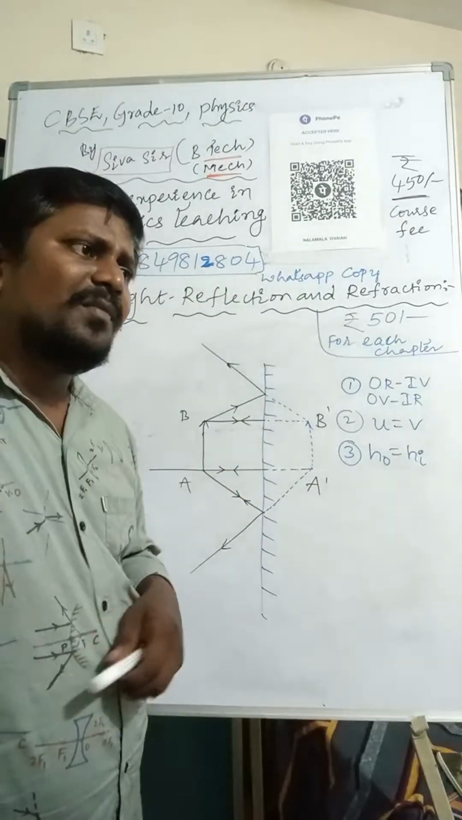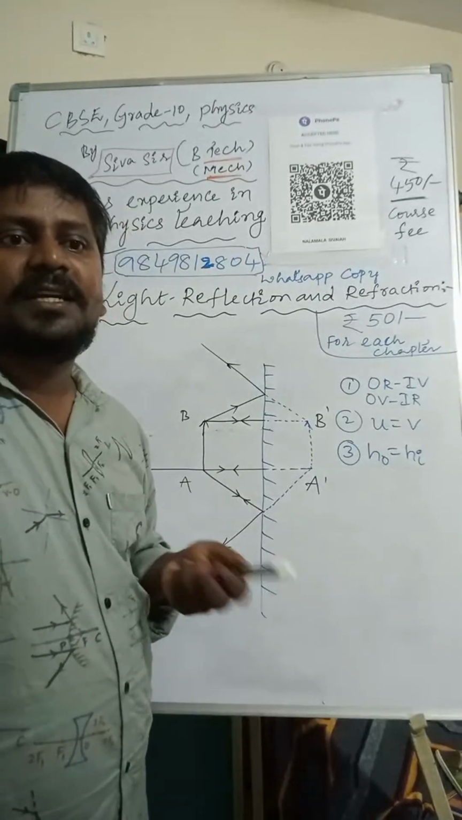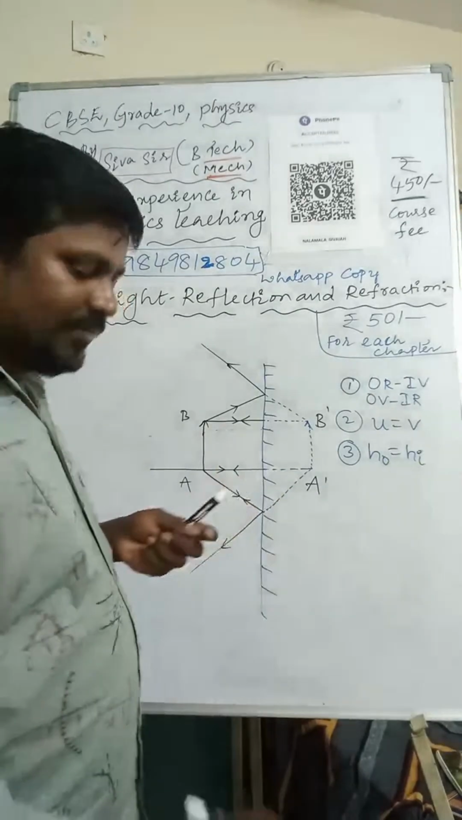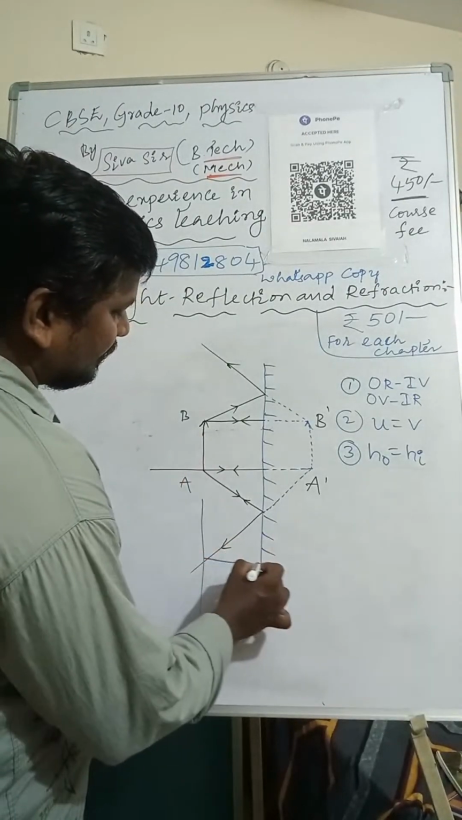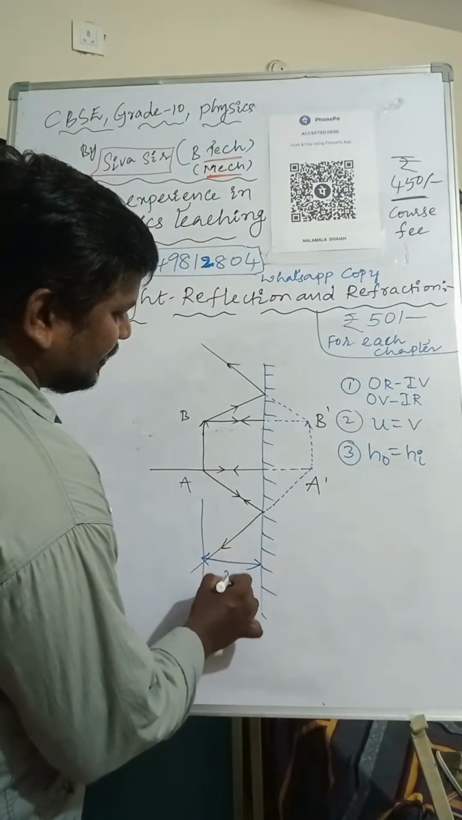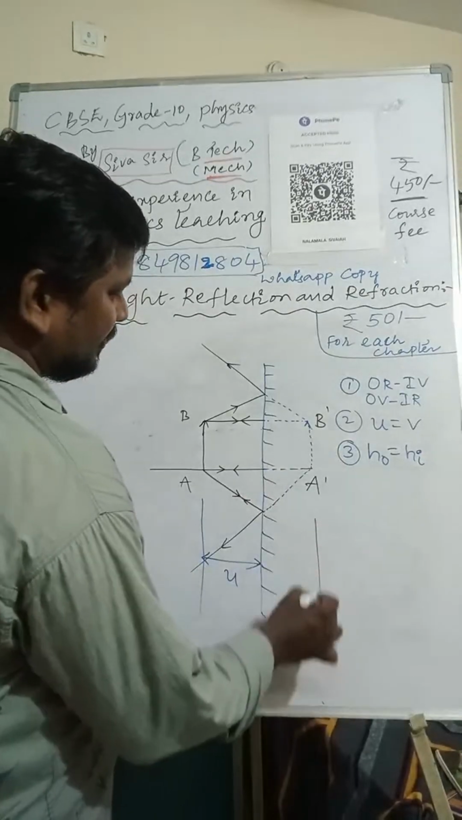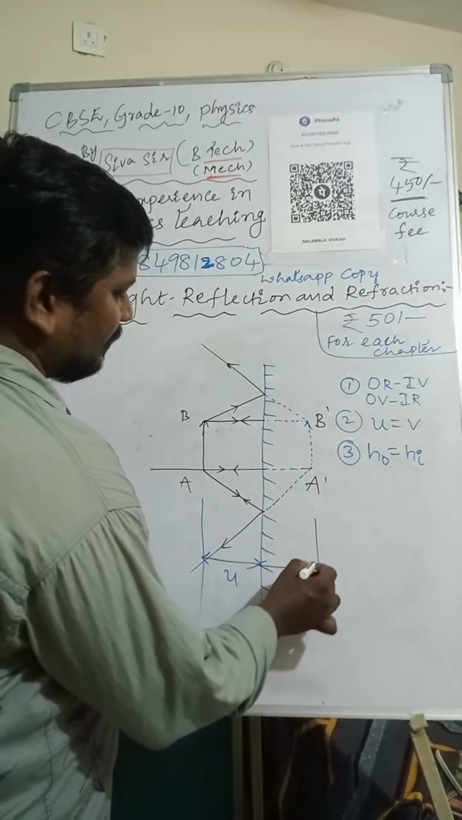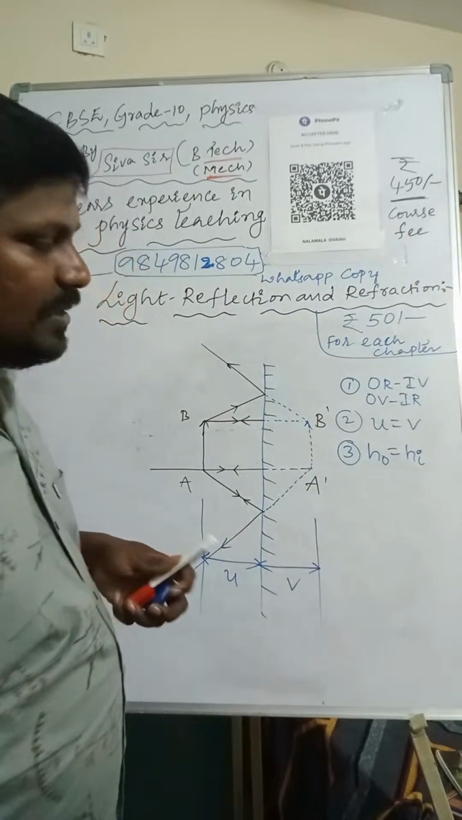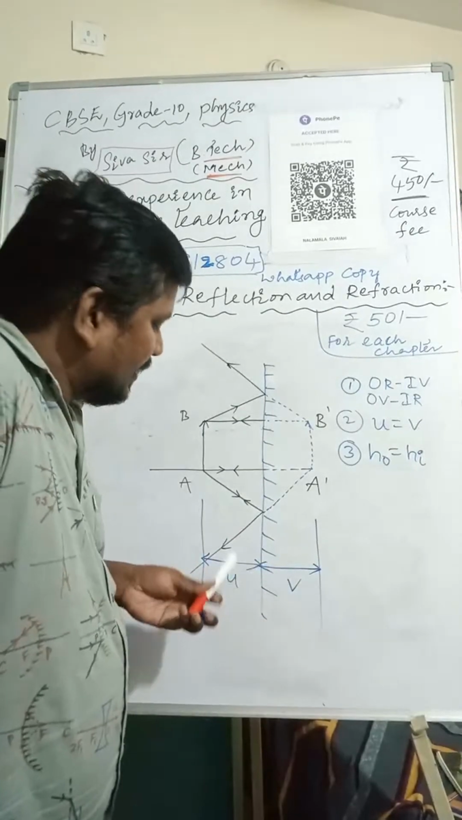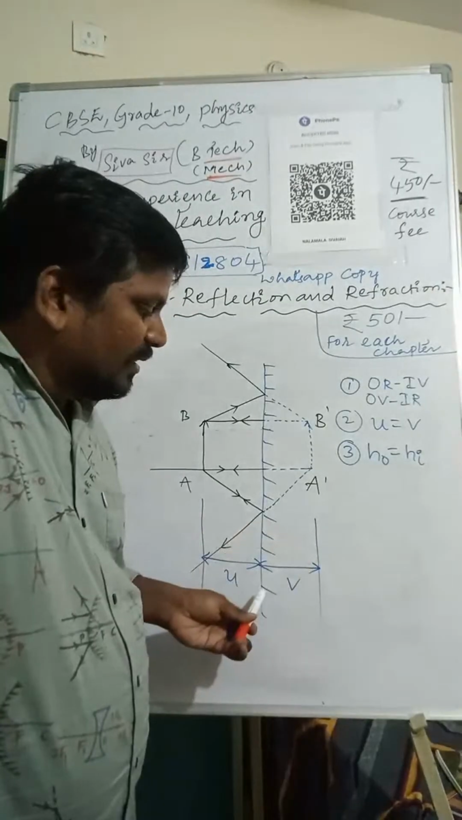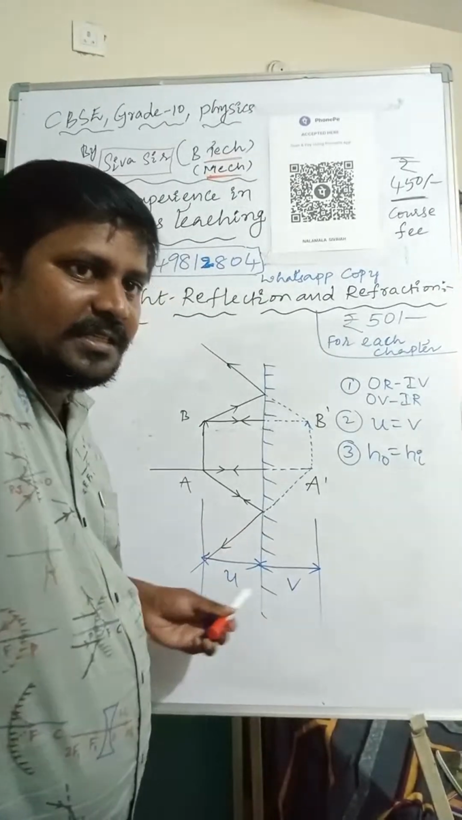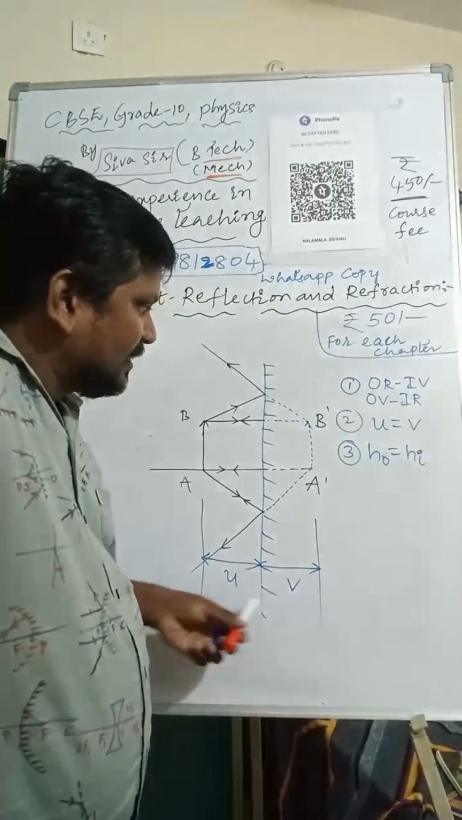Sir, what is object distance? Object distance is nothing but the distance between the object and the mirror. The distance between the mirror and the image is called image distance.